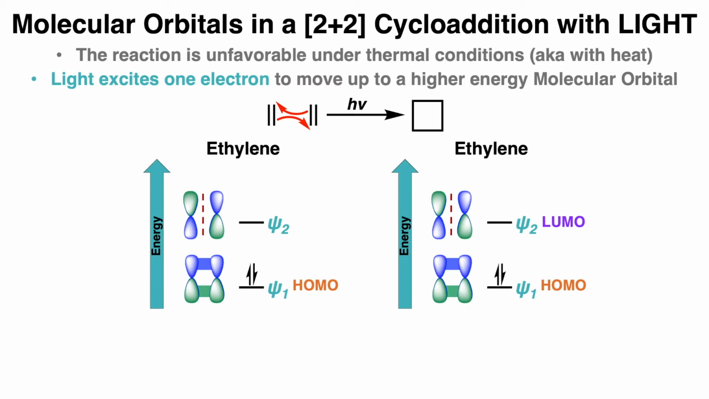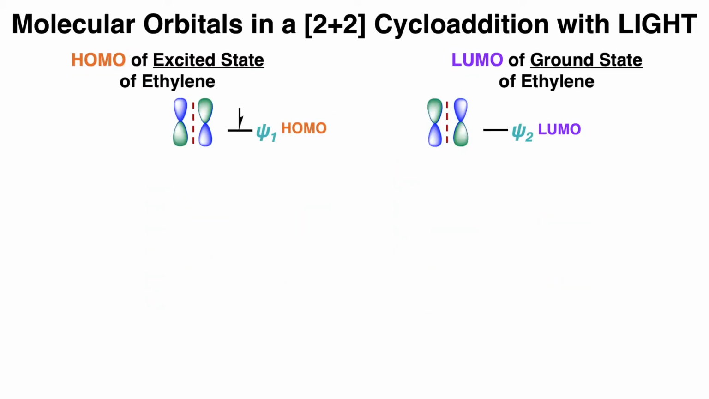But if the same reaction is done with light, then the reaction can occur. But how does that work? Well, light excites one electron to move up to a higher energy MO, which means that we have a new HOMO for one of the ethylene molecules. If we take a look at the frontier MOs, the HOMO of the excited state of ethylene adds into the LUMO of the ground state of ethylene.